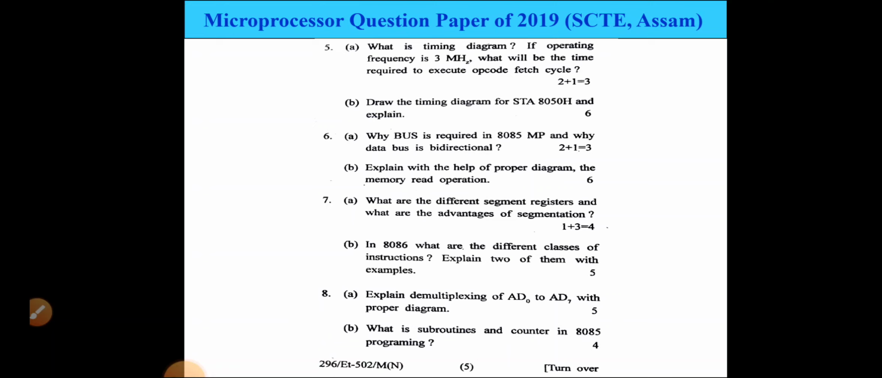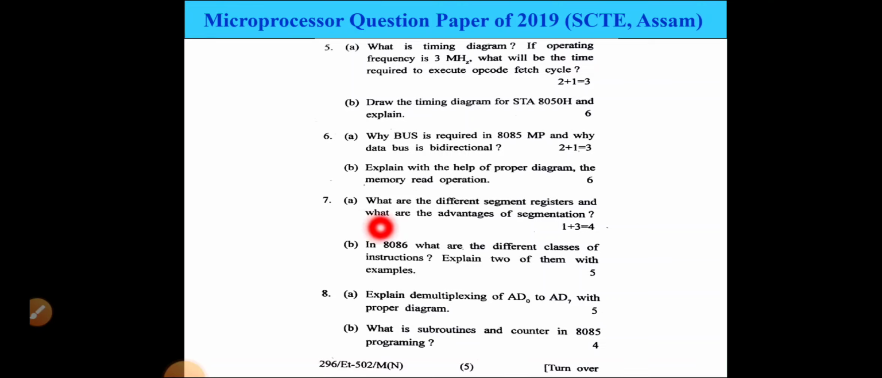Question number 5A, what is a timing diagram? If the operating frequency is 3 MHz, what will be the time required to execute the opcode fetch cycle? 5B, draw the timing diagram of STA 8050 and explain. 6A, why is a bus required in the 8085 microprocessor and why is the data bus bidirectional? 6B, explain with the help of a diagram memory read and write operations.